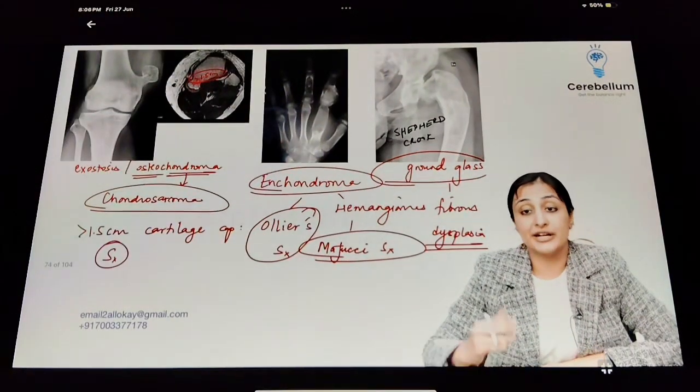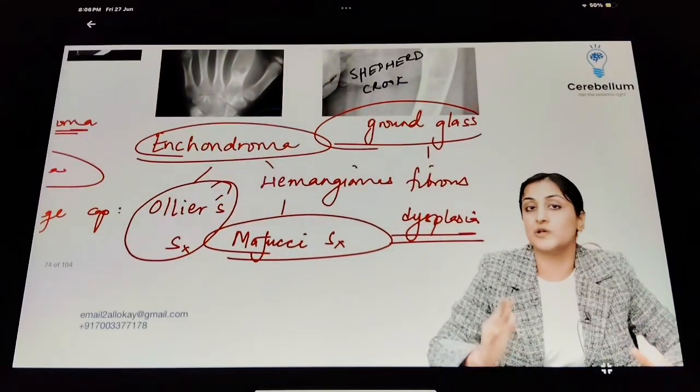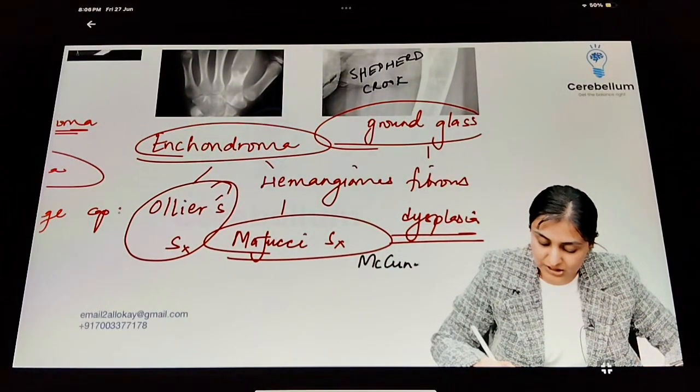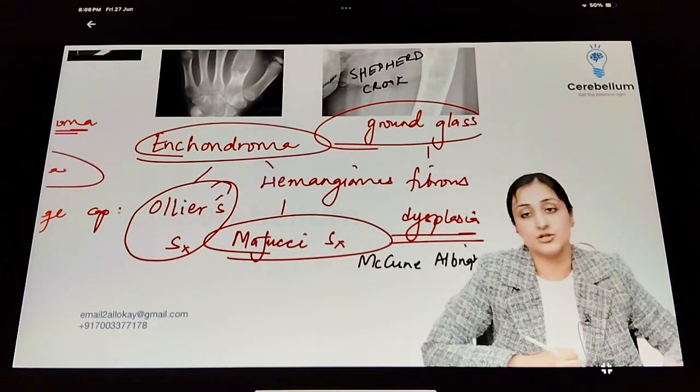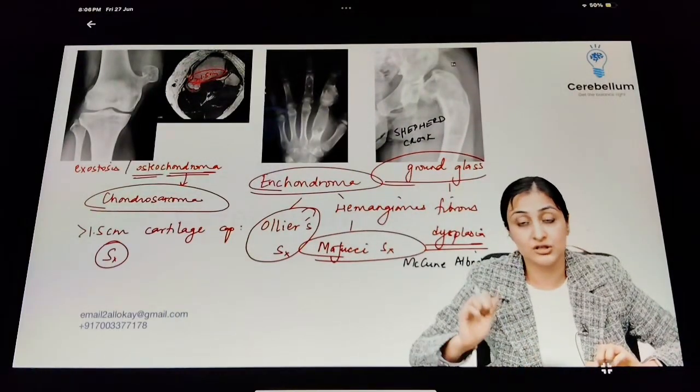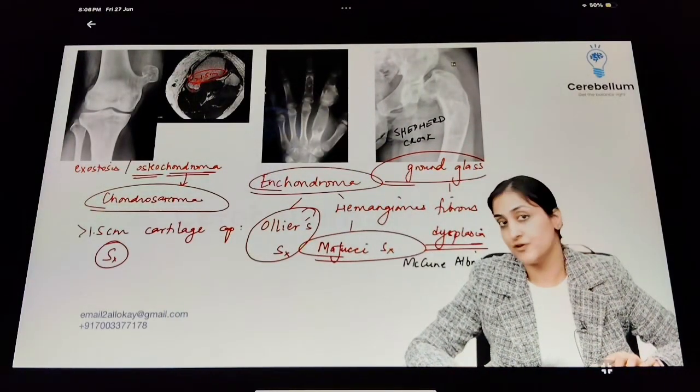Apart from this, you want to remember, if they give you that the patient also has endocrinopathies, precocious puberty, the syndrome that is associated is McCune-Albright syndrome. So McCune-Albright syndrome, Shepherd's crook, ground glass, all of these are your buzzwords for fibrous dysplasia.